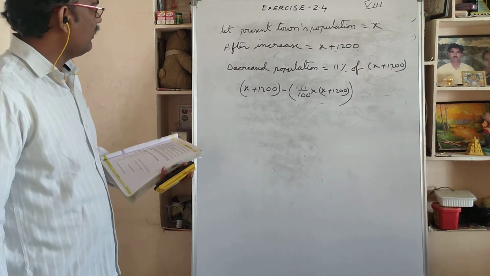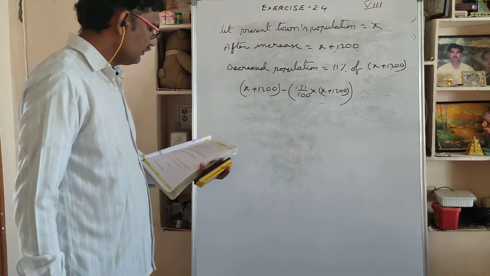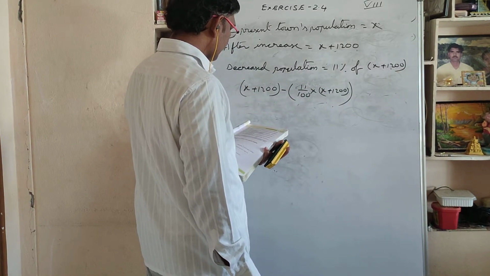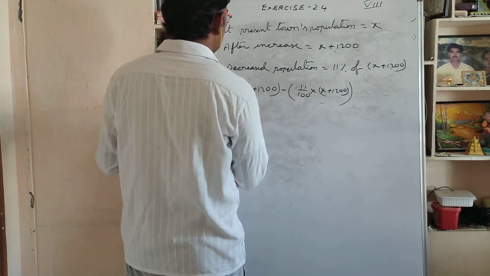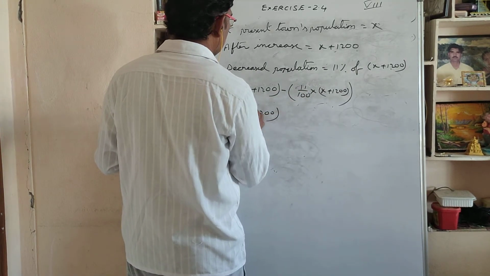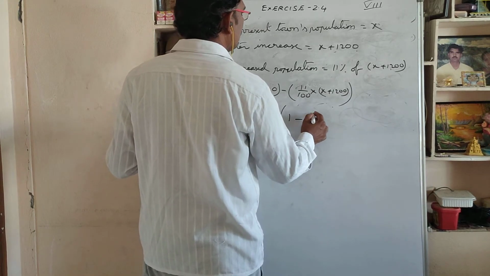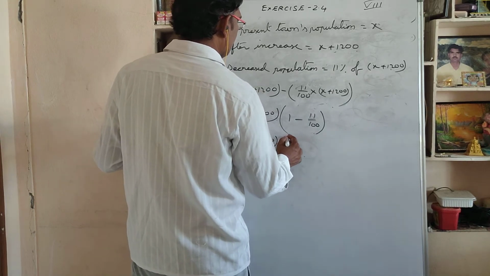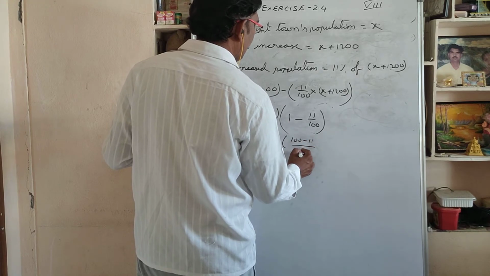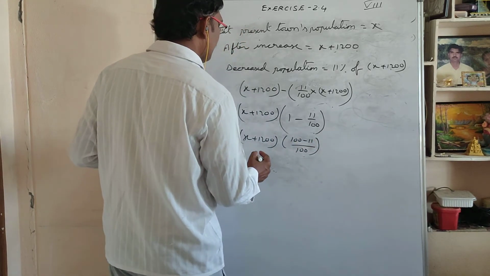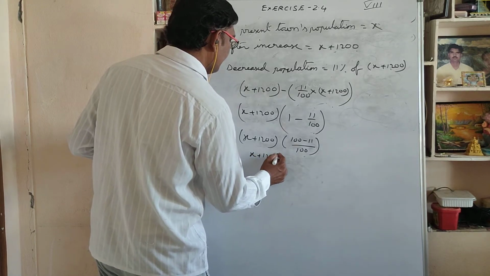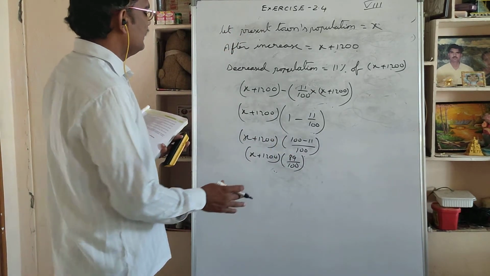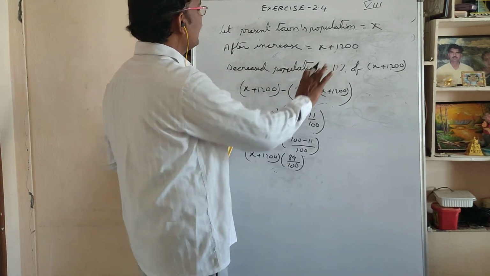Okay, next, if you want to simplify this, x plus 1200 you can take as common or not? I am taking x plus 1200 as common. Then I have 1 minus 11 by 100, so x plus 1200 the same. This is 100 minus 11 by 100, which means x plus 1200 into 89 by 100. Leave it like this. This is the population after decreasing 11%.